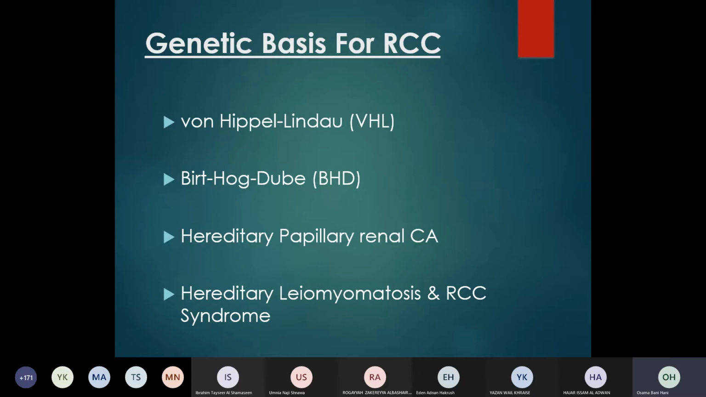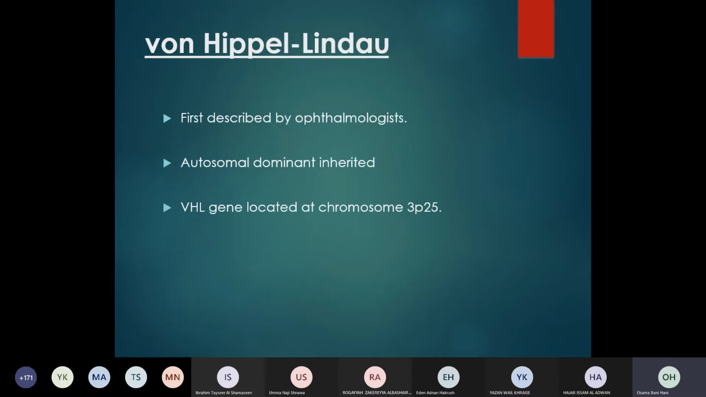Now, when it comes to the genetics, the most important one is the von Hippel-Lindau disease or gene. We have the Birt-Hogg-Dubé gene. We have the hereditary papillary renal cell carcinoma, and hereditary leiomyomatosis and renal cell carcinoma syndrome. The most common is the von Hippel-Lindau disease or gene, first described by an ophthalmologist. It is an autosomal dominant inherited disease. This gene is located in chromosome 3, p25.